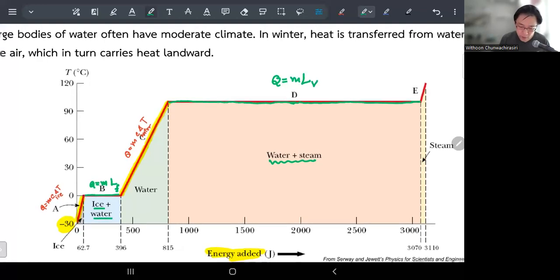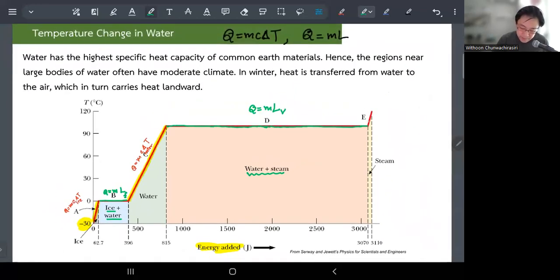But once you complete the whole phase transition, that steam will get hotter. So it's going to be superheated steam up there.